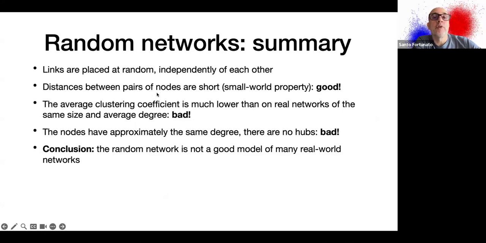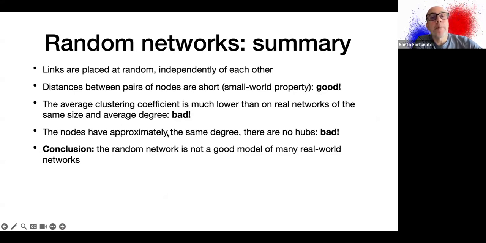Distances between pairs of nodes are short, so the small world property is satisfied, but like I said, this is really a fairly trivial thing to obtain. And in fact, all the models we're going to discuss today have the small world property. Instead, the average clustering coefficient is much lower than in real networks of the same size and average degree, which is a bad thing, because we don't want that. We want to have more triangles than that.